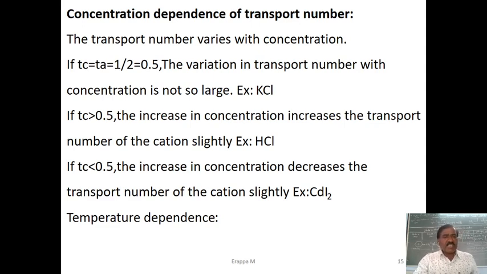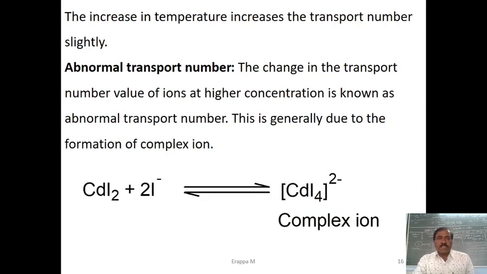If Tc is greater than 0.5, the increase in concentration increases the transport number of cation slightly. Example, HCl. If transport number of cation is less than 0.5, the increase in concentration decreases the transport number of cation slightly. Example, cadmium iodide. Temperature: the increase in temperature increases the transport number slightly.